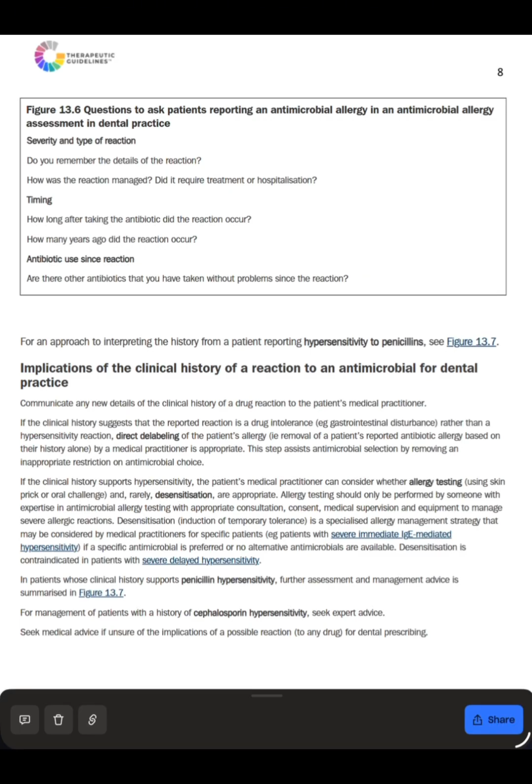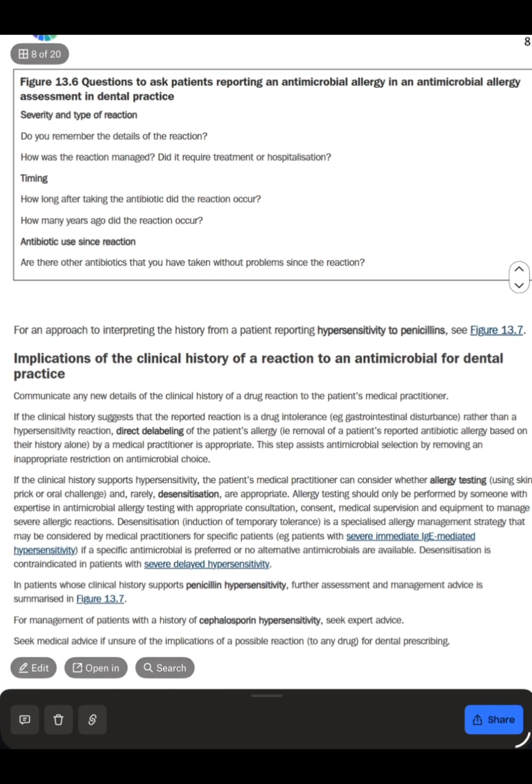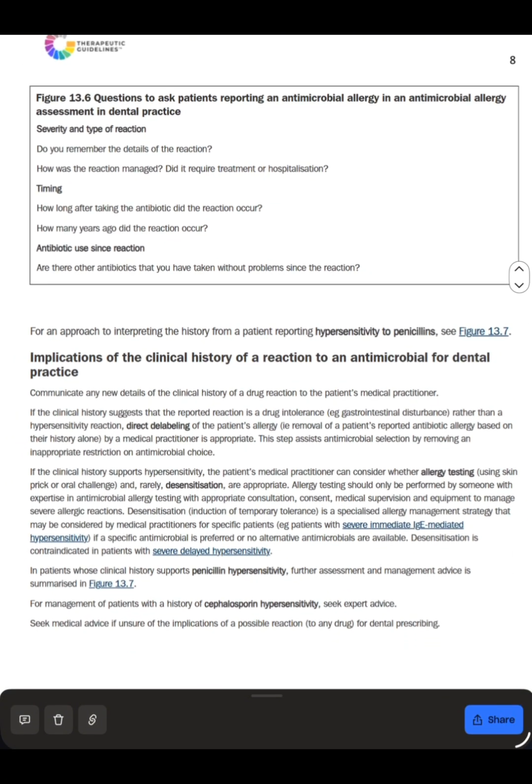Communicate any new detail of the clinical history of a drug reaction to the patient's medical practitioner. If the clinical history suggests that the reported reaction is a drug intolerance, for example, gastrointestinal disturbance, rather than a hypersensitivity reaction, direct delabeling of the patient's allergy, that is, removal of a patient's reported antibiotic allergy based on their history alone by a medical practitioner, is appropriate. You can't remove it by yourself, it has to be done by a medical practitioner. This step assists antimicrobial selection by removing an inappropriate restriction on antimicrobial choice.